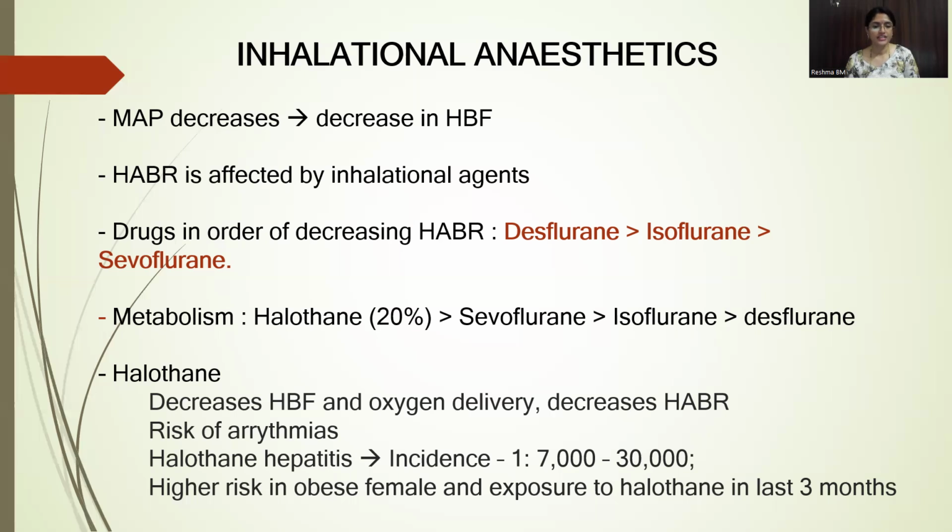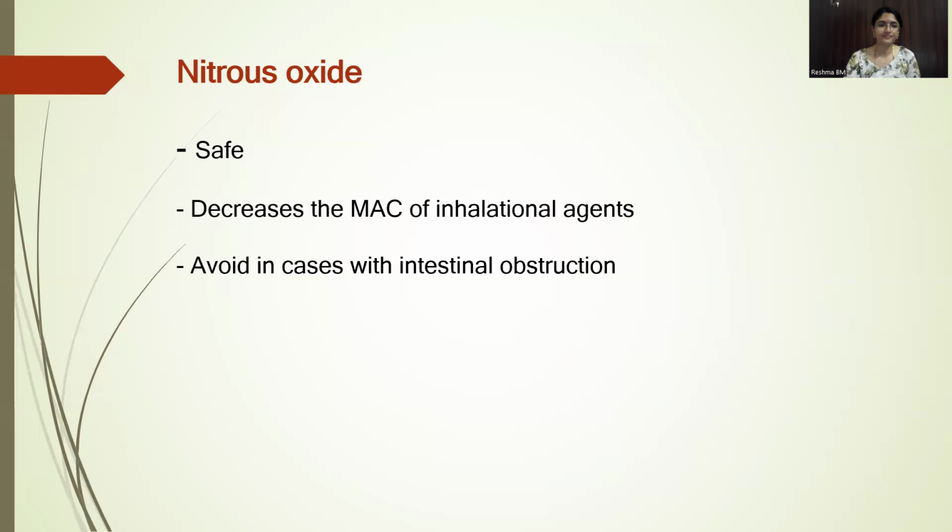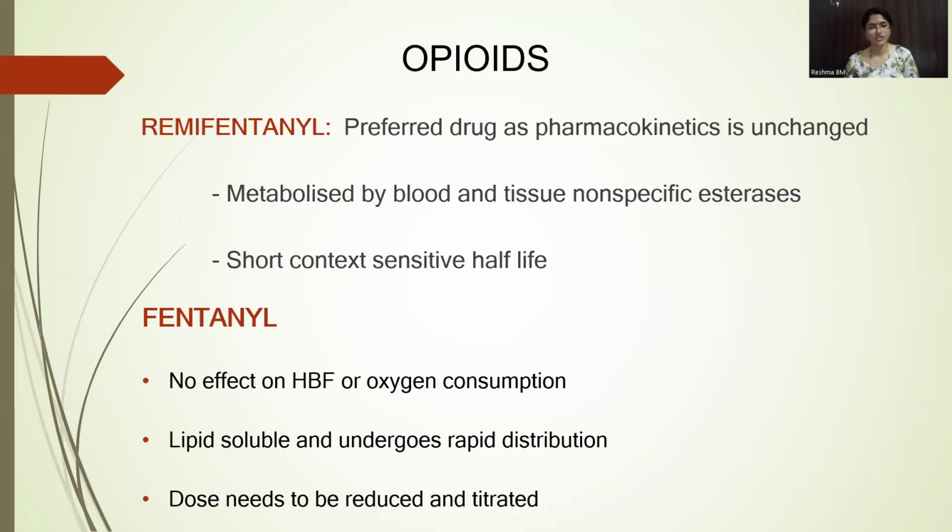Halothane is avoided as it decreases the hepatic blood flow and oxygen delivery, and decreases hepatic arterial buffer response. It has a risk of arrhythmias and a risk of halothane hepatitis, which has an incidence of 1:7,000 to 30,000. Obese females are at higher risk, and exposure to halothane in the last 3 months increases the risk. Coming to nitrous oxide, it is safe. It decreases the MAC of the inhalational agents, but it should be avoided in cases with intestinal obstruction.